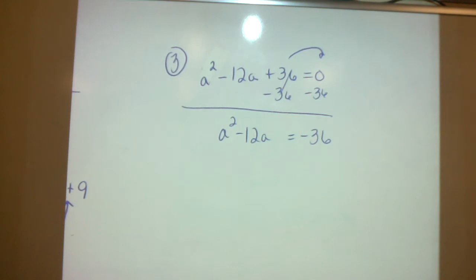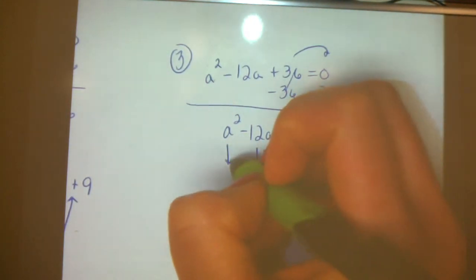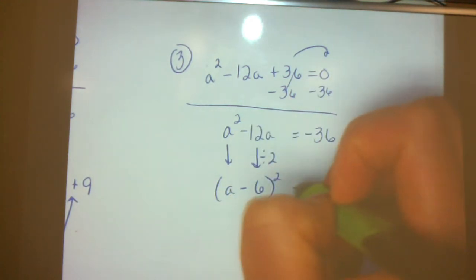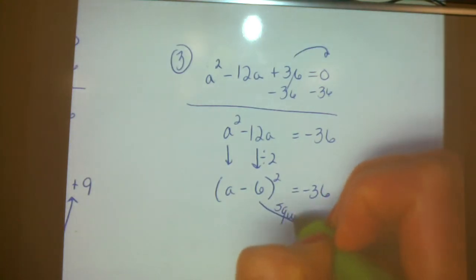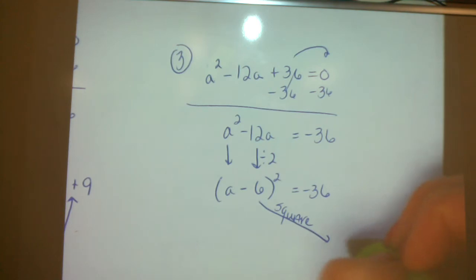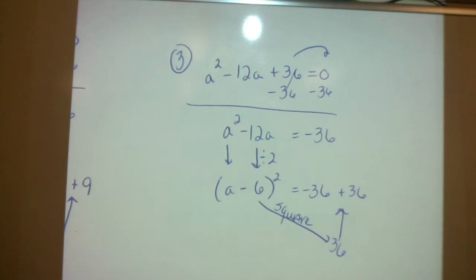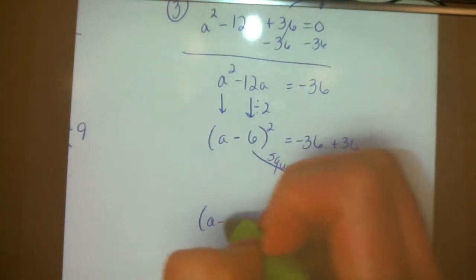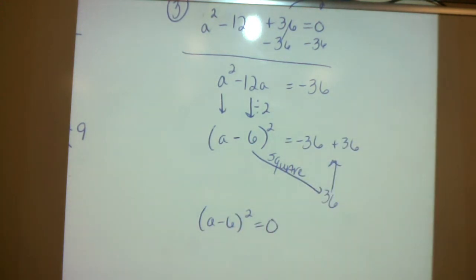All right, so I'm going to take half of this number. I'm taking one of the a's, and that square goes on the outside. Now I'm going to take this negative 6 and square it. So negative 6 squared is 36. That's what I'm going to add over here. So this becomes a minus 6 squared is equal to 0. And that may happen. You may get a 0. It's all right. You keep going.